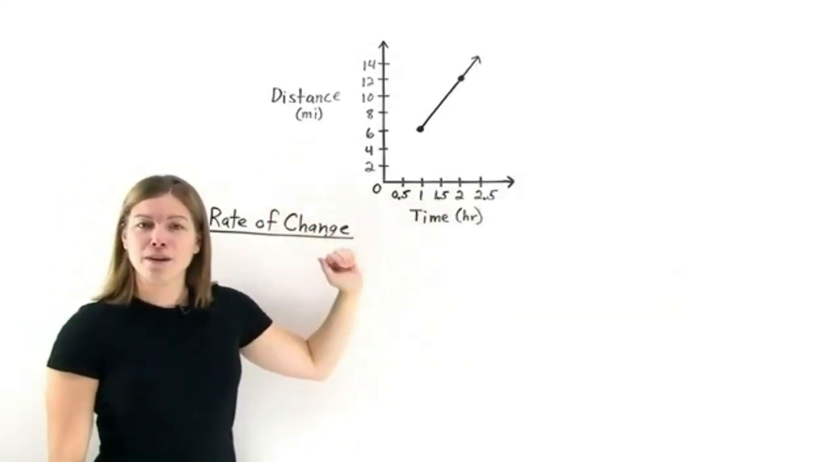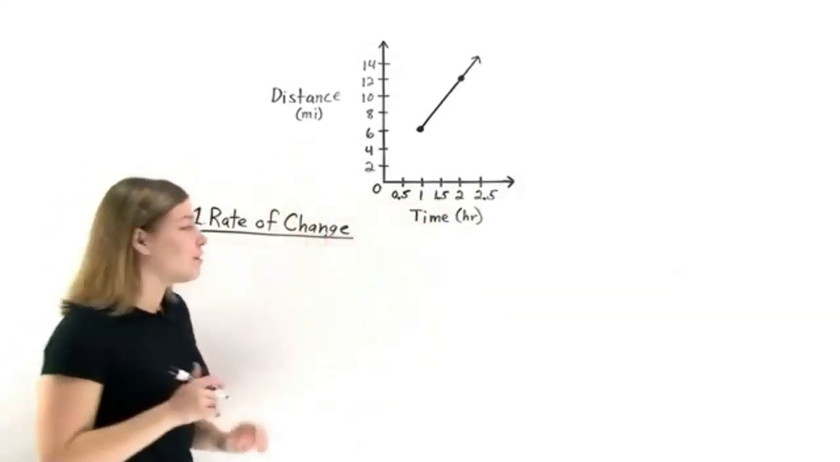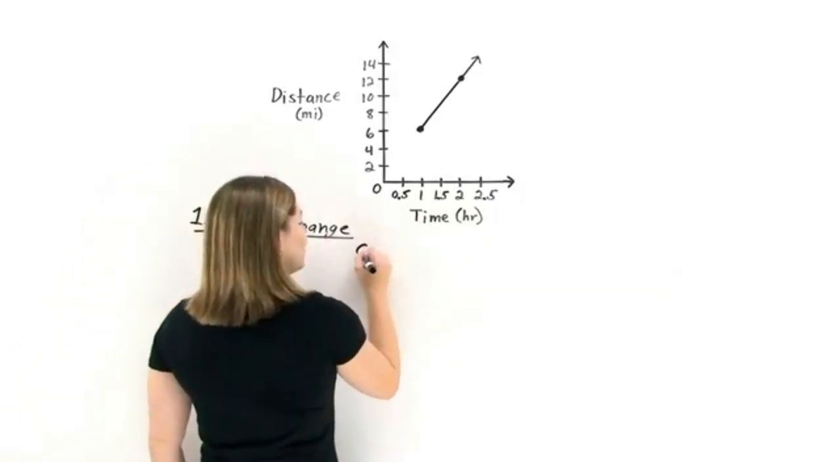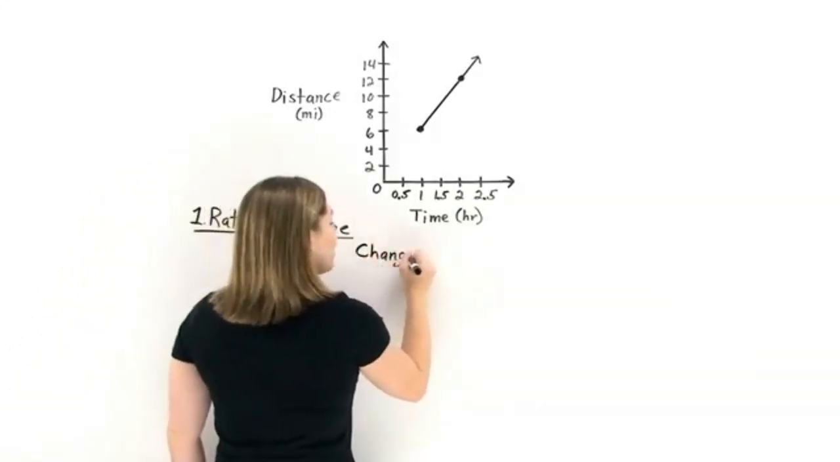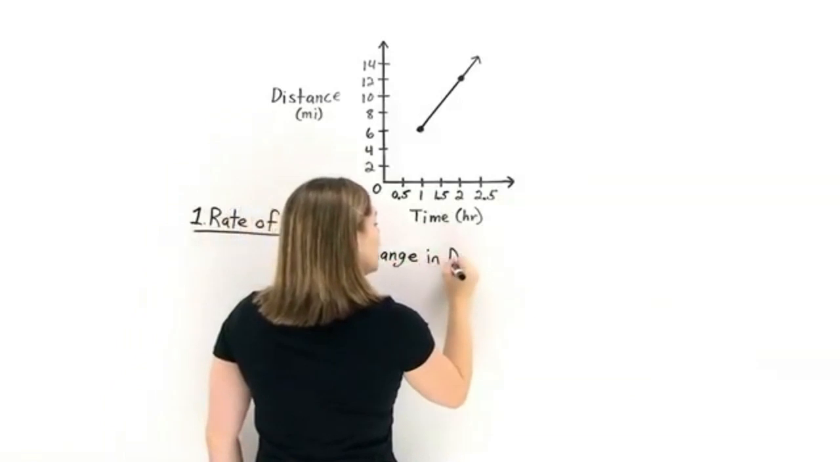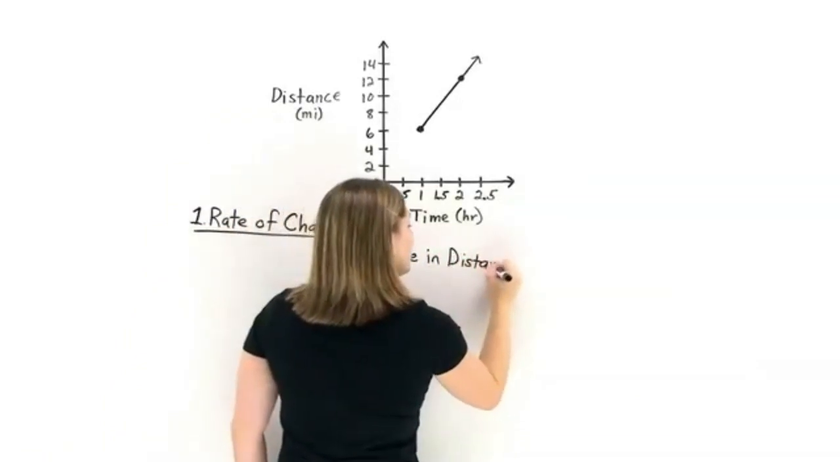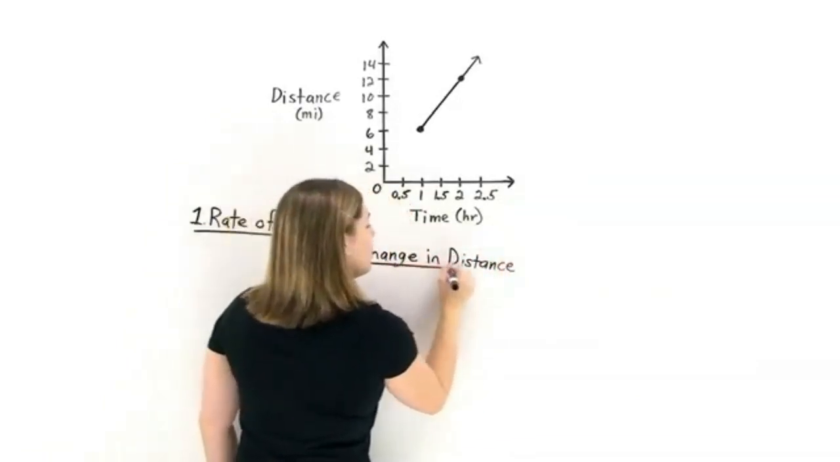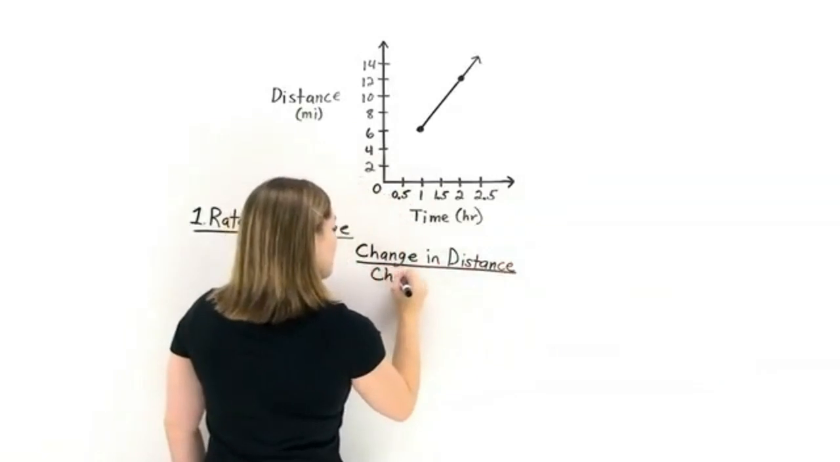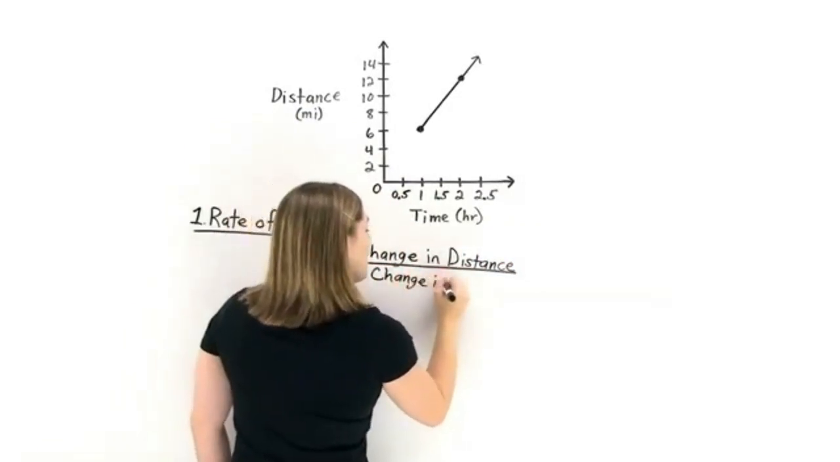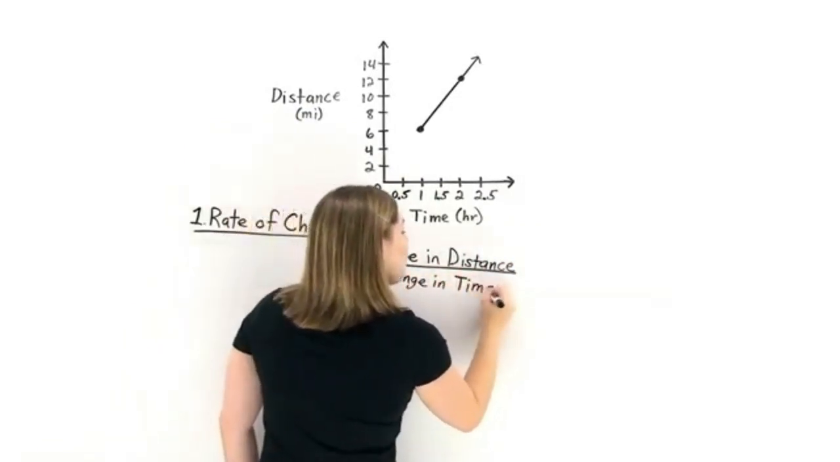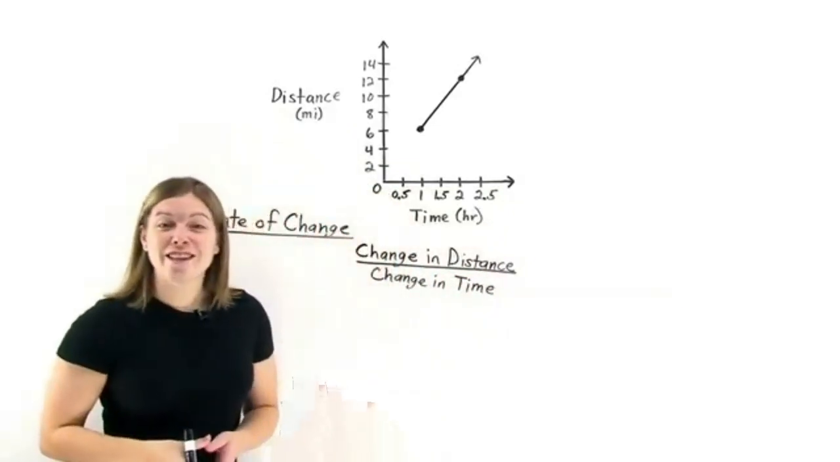Distance over time, a rate is something per something else. So to find this rate of change, we're trying to find the change in Sarah's distance over the change in time. By finding this relationship, we will find the rate of change.